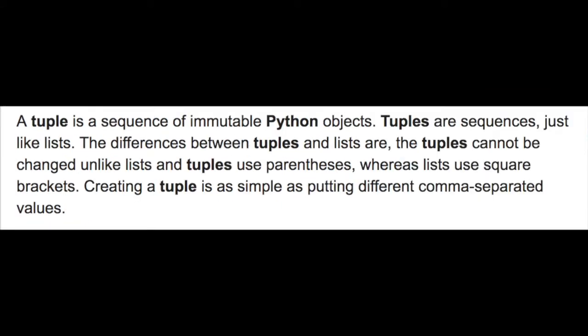Tuples, on the other hand, are a sequence of immutable Python objects. Tuples are sequences just like lists. The difference between tuples and lists is that tuples cannot be changed, unlike lists, and tuples use parentheses, whereas lists use square brackets. Creating a tuple is as simple as putting different comma-separated values.